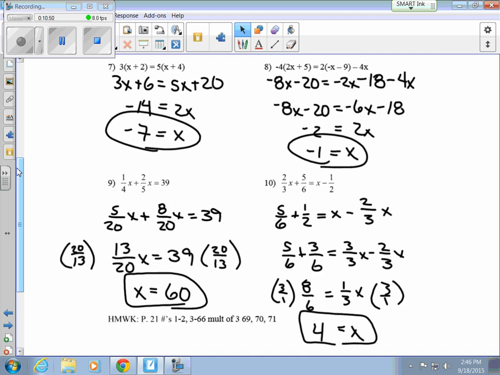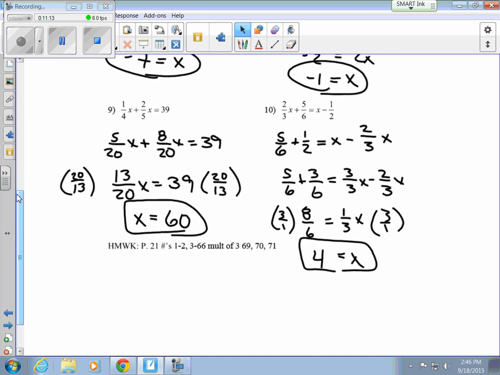So in section 1.3, we are solving linear equations. Our goal is always to get the variable by itself. We used order of operations. We used the properties of equality to solve these linear equations. So your assignment for section 1.3 is on page 21. Make sure you know how to do all of those problems.